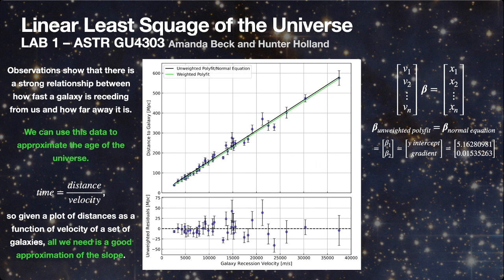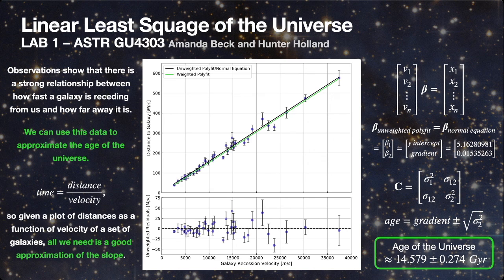We could ask the polyfit algorithm to output the covariance matrix of this data set. And we need this matrix to actually calculate the error bars on our approximation for the age of the universe itself. What it boils down to is the very simple equation: age of the universe is equal to the gradient of this best fit line plus or minus the square root of the variance on that gradient. So when you do the calculation and convert to the proper units, this is what you get. Age of the universe is about 14.5 billion years, give or take a quarter billion years.